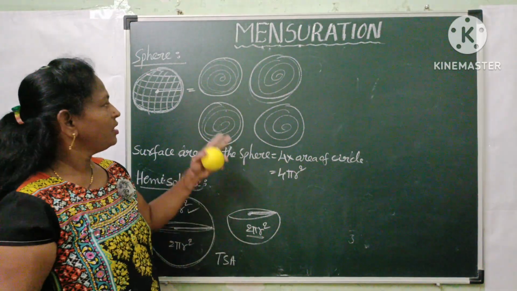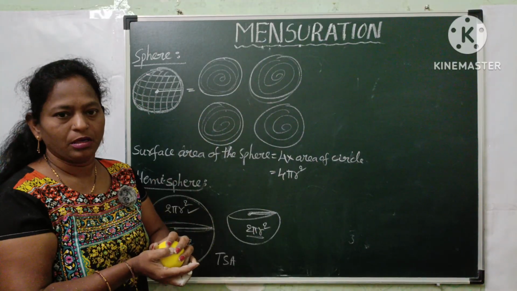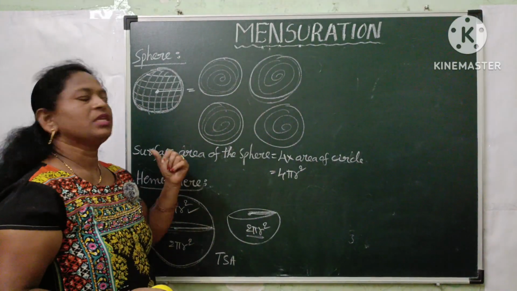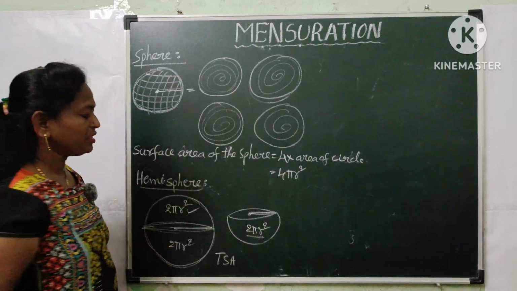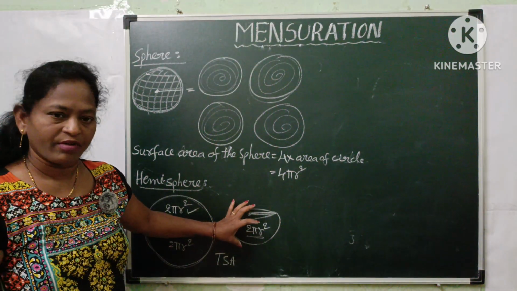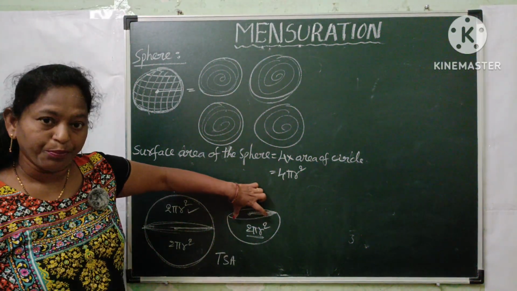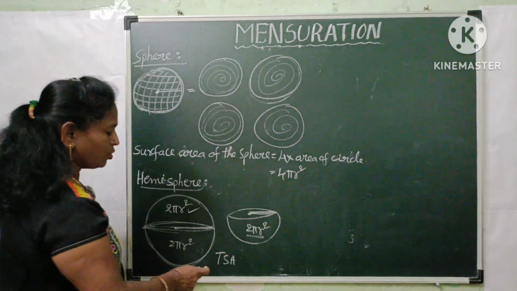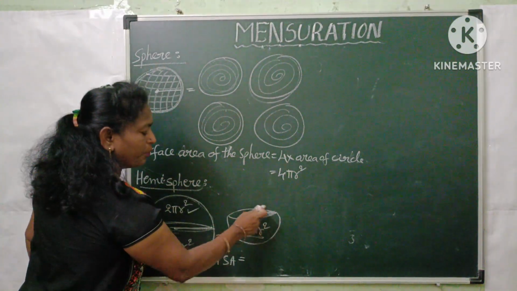A sphere does not have a total surface area. Why? Because it has only one curved face, so it has only surface area. But a hemisphere has a total surface area. Why? Because it has one base part. So total surface area means curved surface area plus base area.